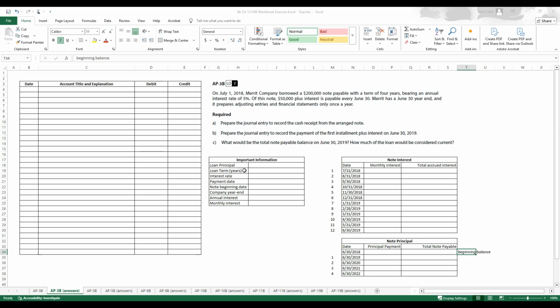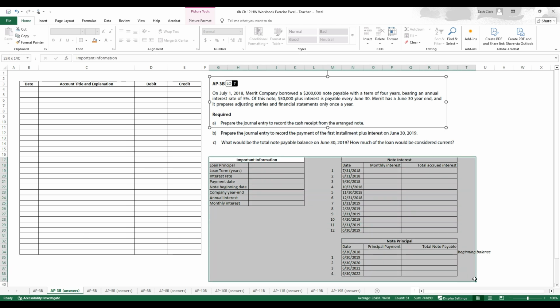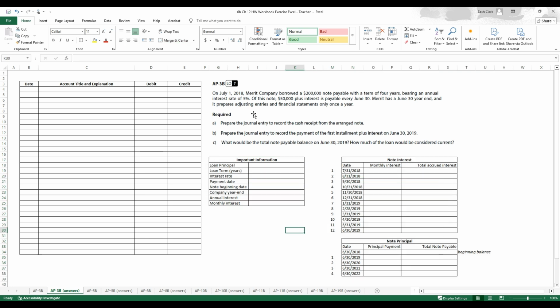In this video, we're going to take a look at AP3B from Chapter 12, and this will be the first in a series of videos covering the workbook exercises here in Chapter 12. So the first problem we're going to look at, as I mentioned, was AP3B. And in this problem, we have the snip here of the workbook exercise information. We've got some journal entry space, and then we've got some tables here we're going to fill out. So, okay, let's read through the problem here.